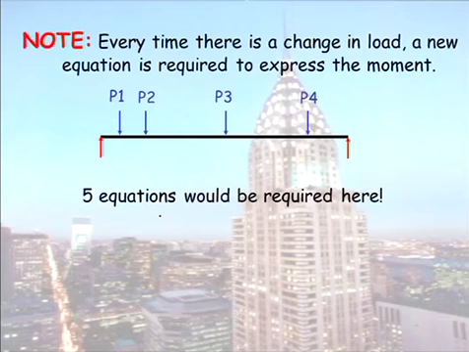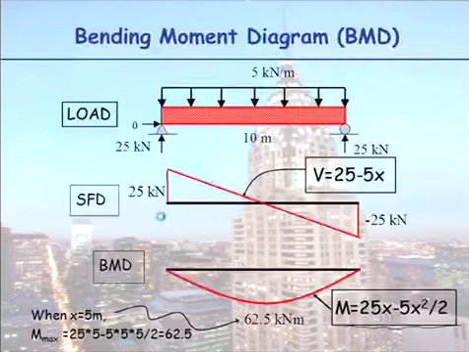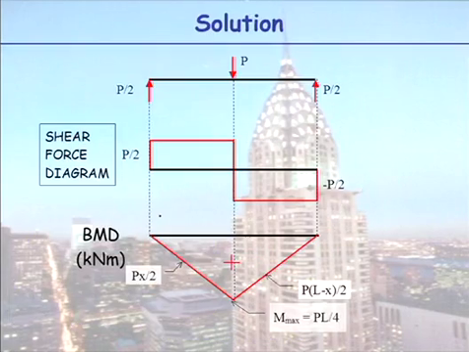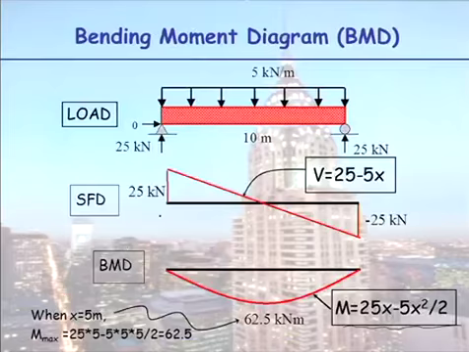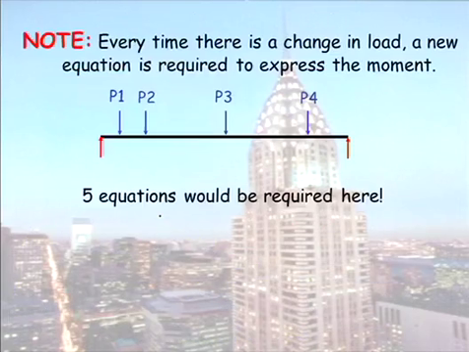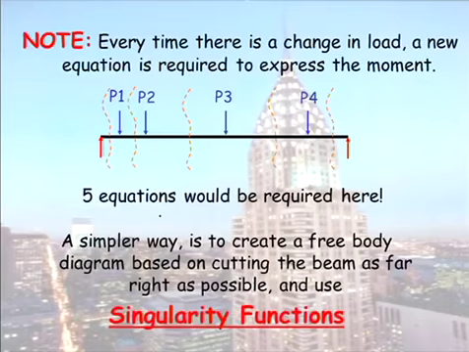Now, when we calculated that expression for the bending moment for the point load case, we got two equations, didn't we? So wherever you have a point load applied here, how many equations would we require for our bending moment? 5. That's a bit of a drag. So a simpler way to do it is to create a free body diagram based on using singularity functions. Have you come across these before? They're also called Macaulay's brackets. No? Very beautiful, simple bit of maths here.